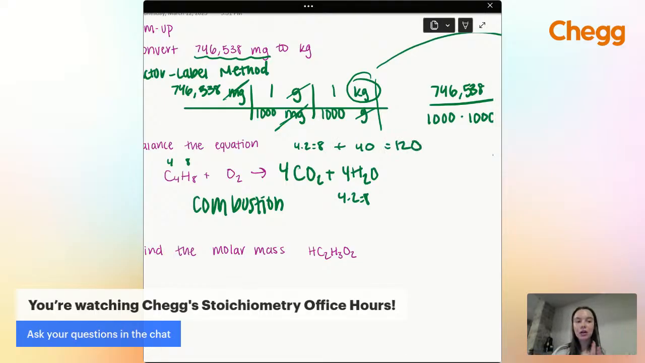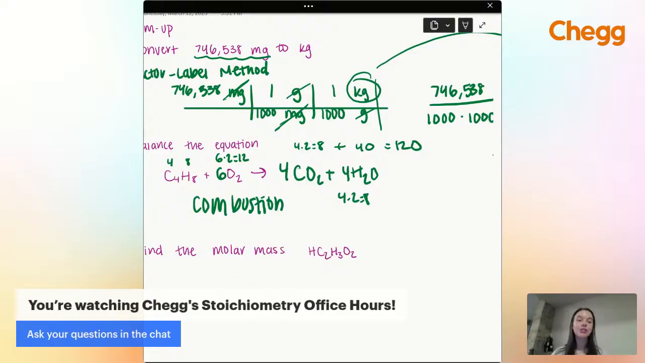If you need me to slow any of this down, let me know. I kind of just wanted us to do some fast, little warm-up problems. So if I have 12 oxygens on the right, I need 12 oxygens on the left. So I would do 6 as my coefficient because 6 times 2 equals 12.